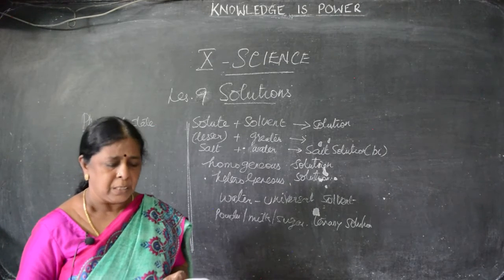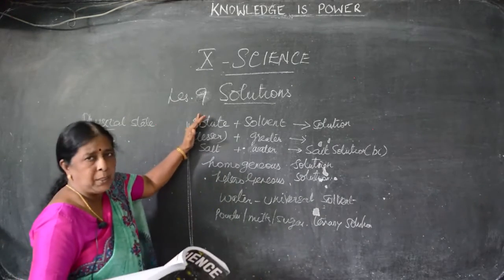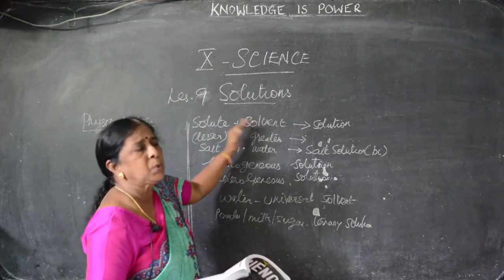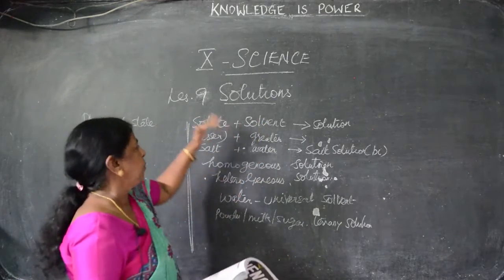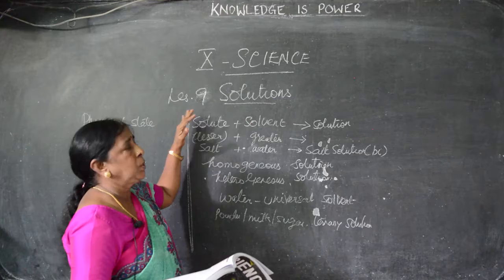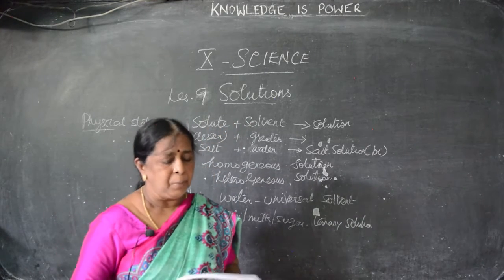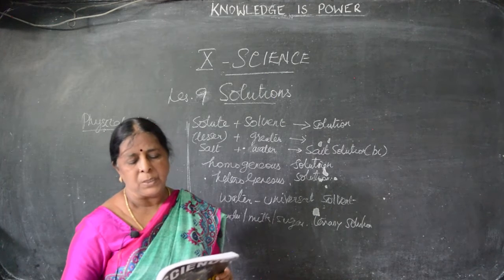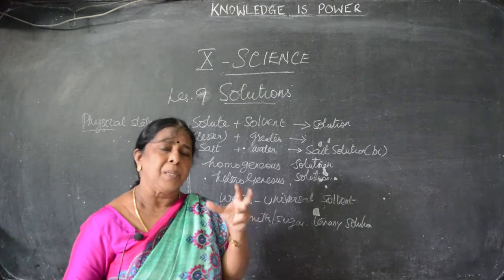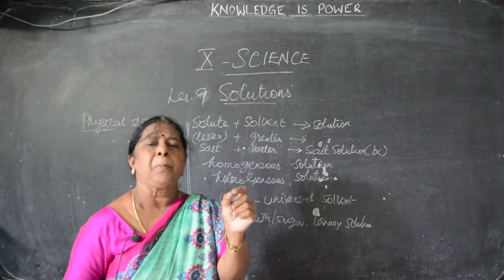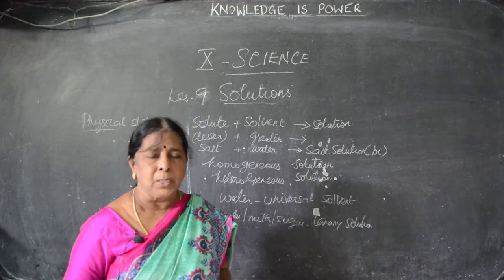What is solid solution? Solid plus solid, that is, the solute is also solid, the solvent is also solid, both are in the solid condition. To make one solution, what are the things necessary? One solute, one solvent. Both are in the solid condition, that means the solution is a solid solution. An example of solid solution is copper dissolved in gold. Pure gold is not very strong, so to make the gold strong, a little amount of copper is added with the gold. Here copper is also solid and gold is also solid.